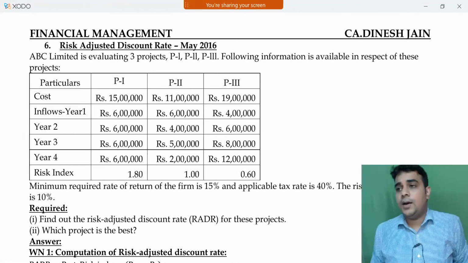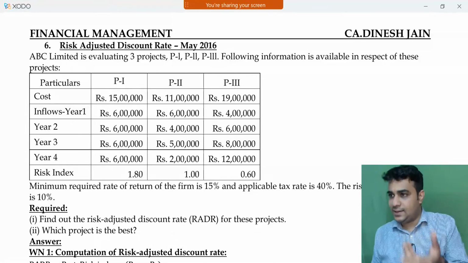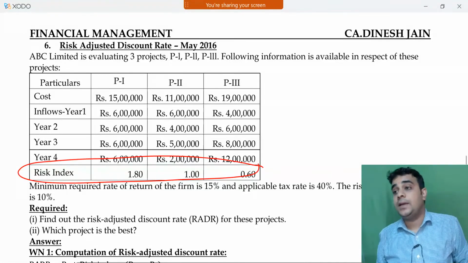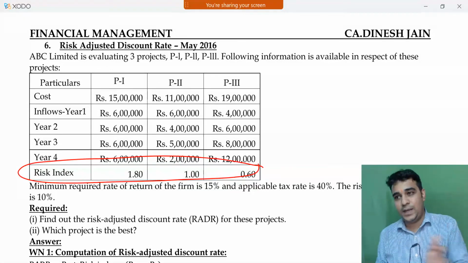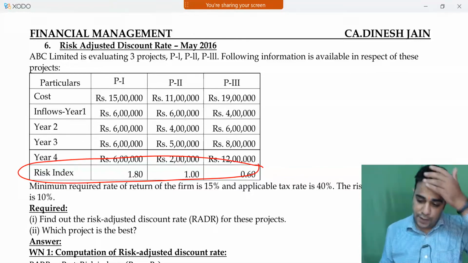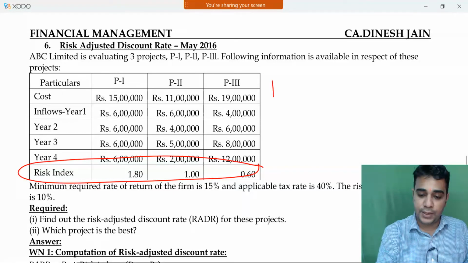Now, some questions will give you directly the risk adjusted discount rate, some questions may give you the risk index, some questions may give you the coefficient of variation. Different ways are there. Coefficient of variation can also be given. Working note 1, computation of RADR.